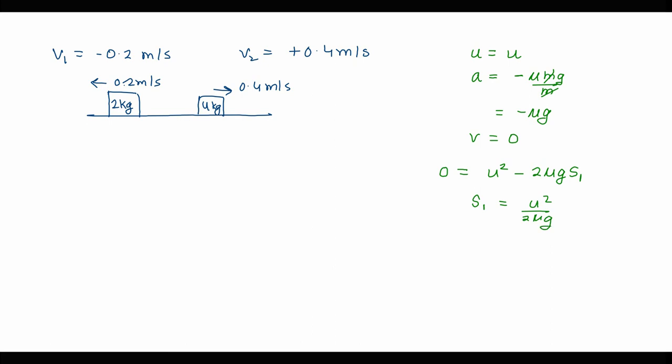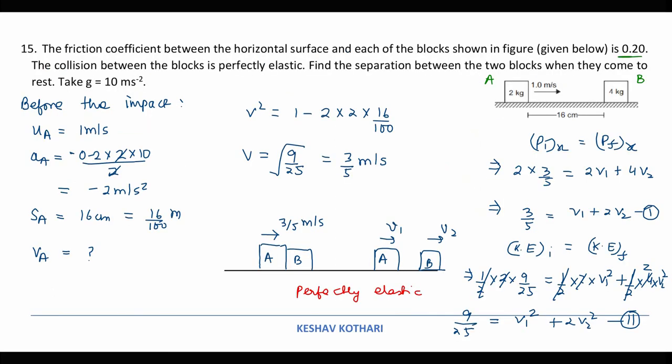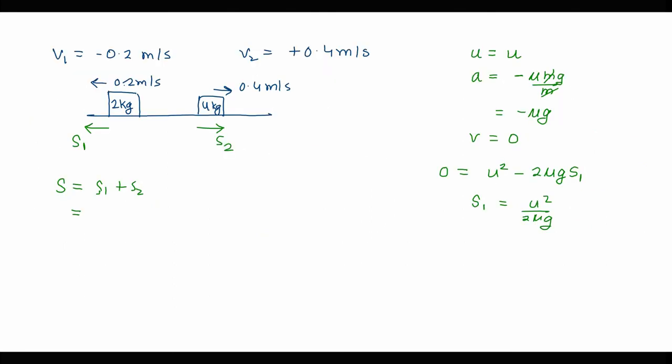If one block travels a distance s1 and the other block travels a distance s2, the separation between them is going to be s1 plus s2, which we can write as u square by 2 mu g for the first block and u square by 2 mu g for the second block. As per the problem, the friction coefficient is 0.2 for both the blocks. So we write u square by 2 mu g plus u square by 2 mu g.